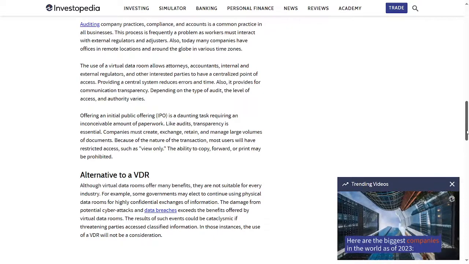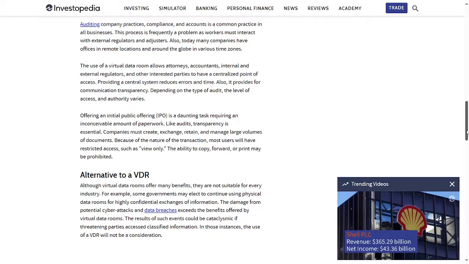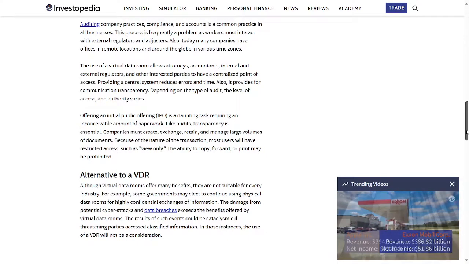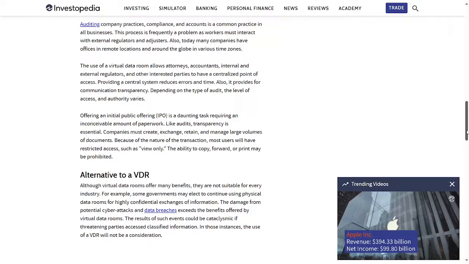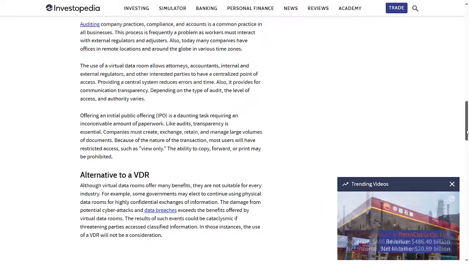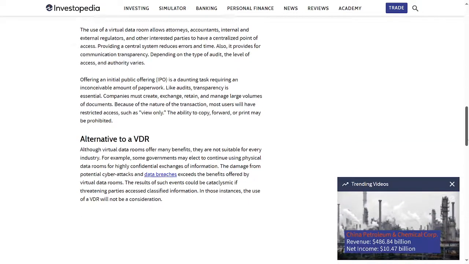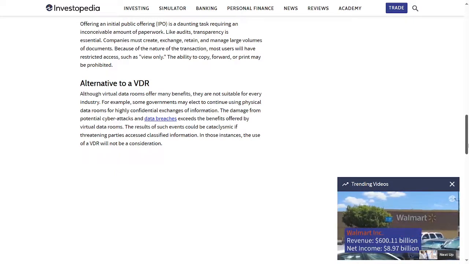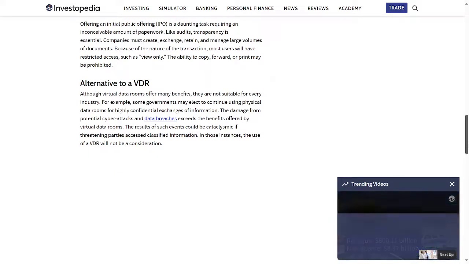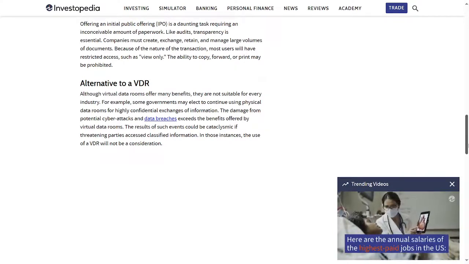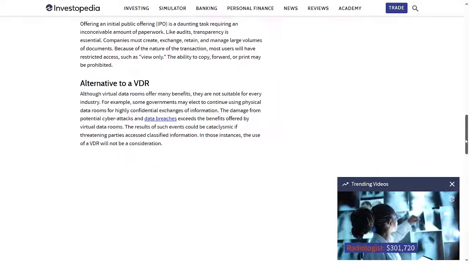So although virtual data rooms offer many benefits, they are not suitable for every industry. For example, some governments may elect to continue using physical data rooms for highly confidential exchange of information. The damage from a potential cyber attack and data breaches exceeds the benefits offered by virtual data rooms. That is true. I think like the FBI, the CIA, they still use their physical data rooms. The result of such events could be cataclysmic if the threatening parties access classified information. In those instances, the use of VDRs will not be considered. So it is very, very true.